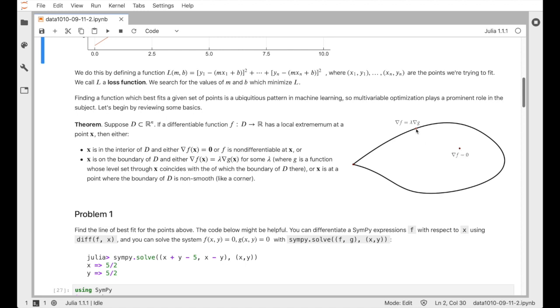On the boundary, it's not quite as simple, because it could be that the graph of the function is tilted there, but in order to go up, you would have to go directly away from the domain, which you're not allowed to do. So the proper generalization of that is the Lagrange equation, gradient f equals lambda gradient g, where g is some function such that the boundary of the domain is a level set of the function g. Alternatively, if there's a corner in the domain, that also has to be checked separately. That could be a local min or a local max, regardless of the Lagrange equation or the gradient equals 0 equation.